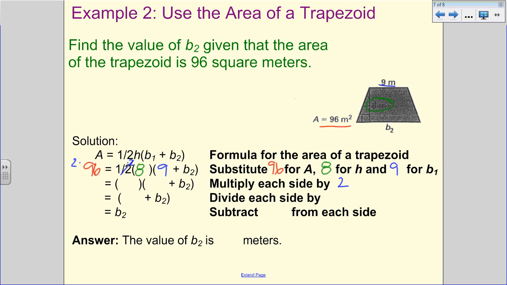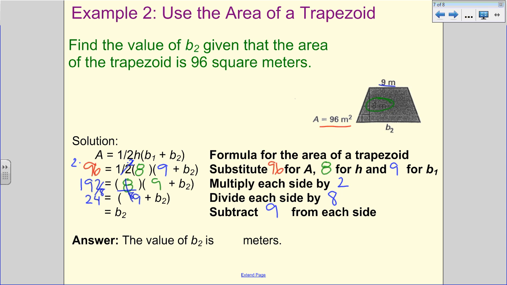So you're going to have 192 is equal to 8 times 9 plus B1 plus 9 plus B2. Then you're going to divide each side by 8. You're going to divide by that height. So we're going to take 192 and divide by 8. And what we're going to get there is 24 is equal to 9 plus B1 plus 9 plus B2. And then we're going to subtract 9 from each side.